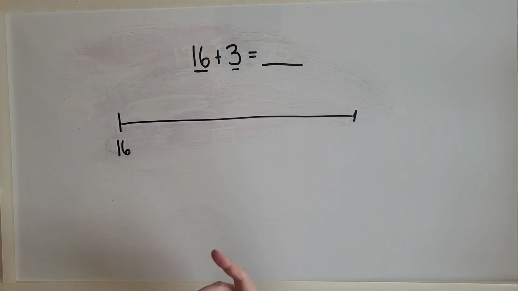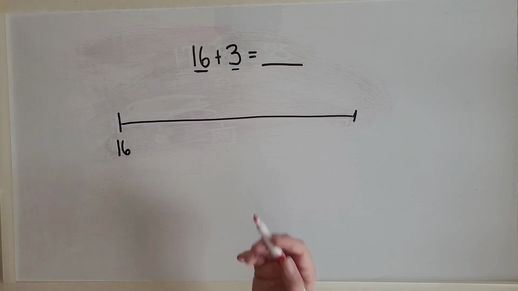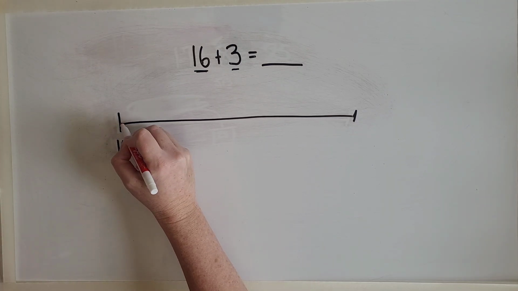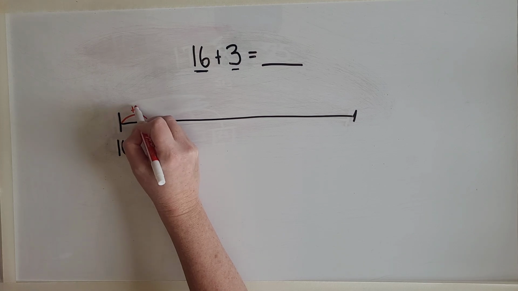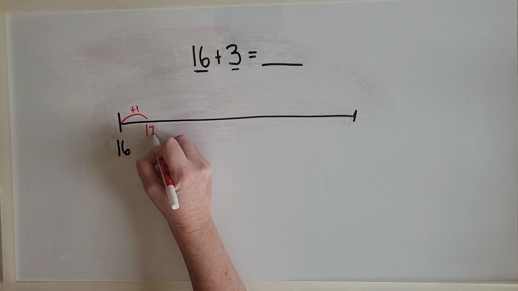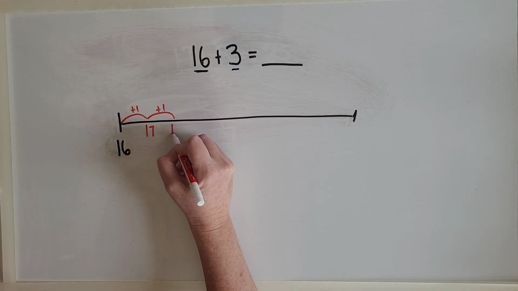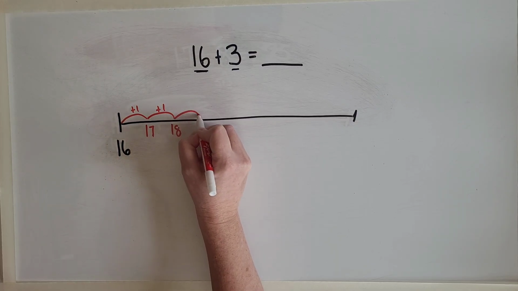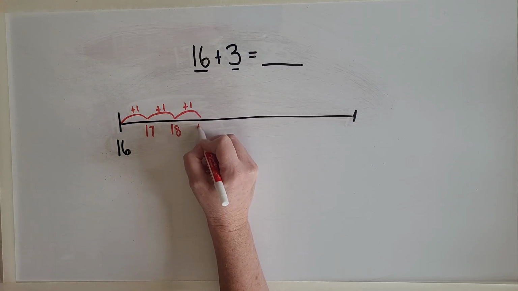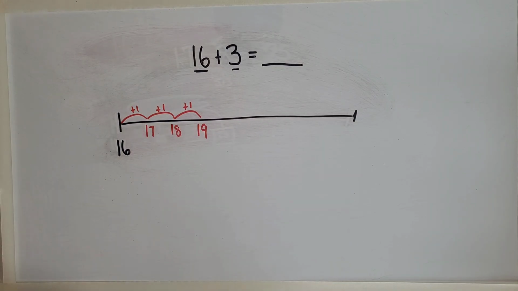So this is a simple one, and most kids will take 3 hops of 1 if they don't already have this fact as an automatic fact in their head. So they'll add 16 plus 1, which puts them at 17, plus 1, which puts them at 18, plus 1, which puts them at 19.